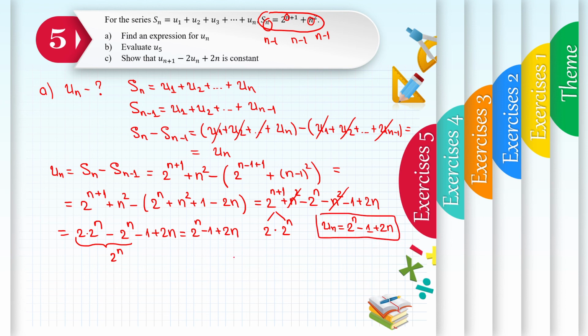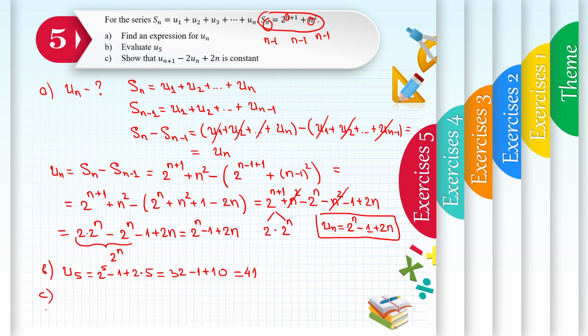So we solved point A. Next, point B. Evaluate u5. Because we had the formula for un, u5 will be 2 to power 5 minus 1 plus 2 multiplied by 5. It will give us 32 minus 1 plus 10, which is 41.